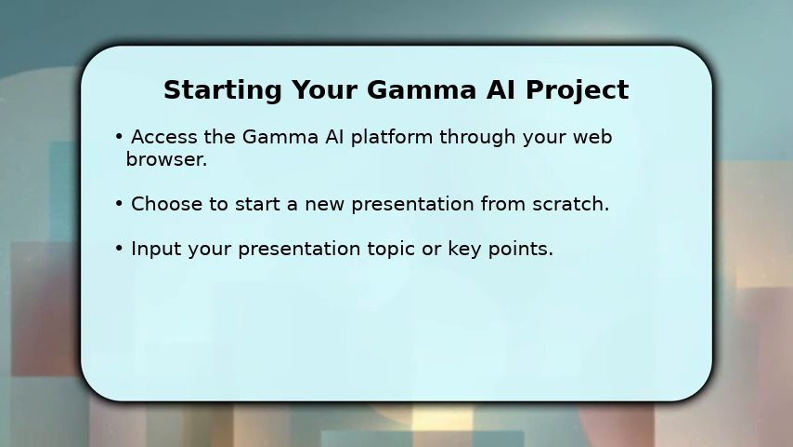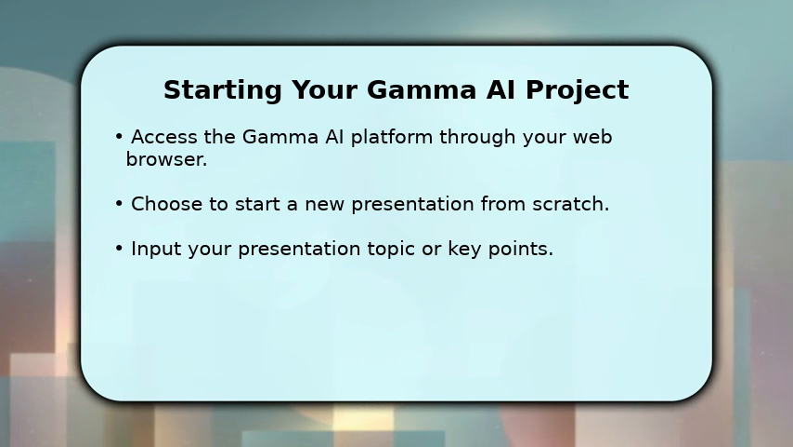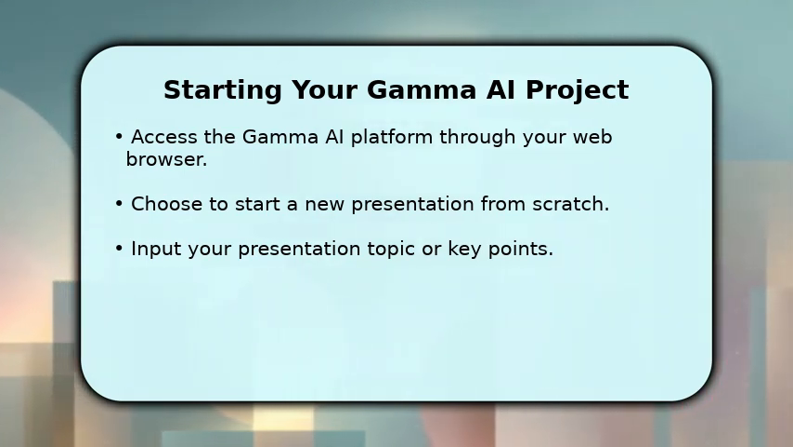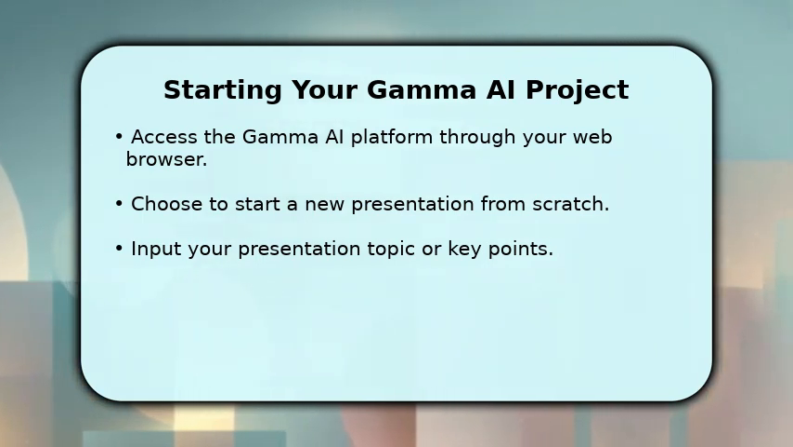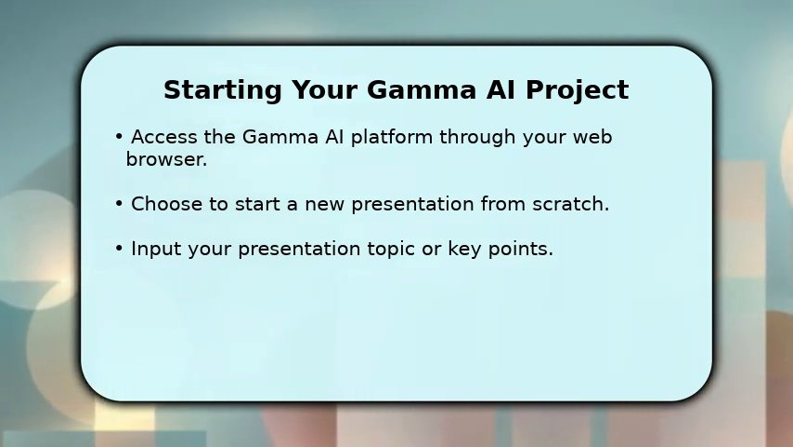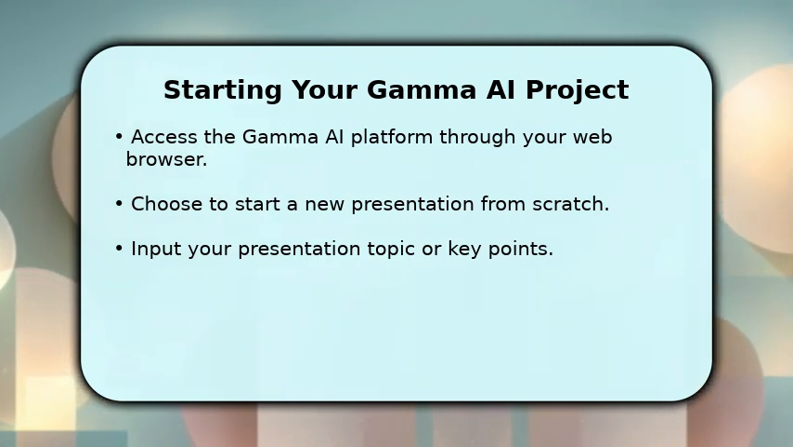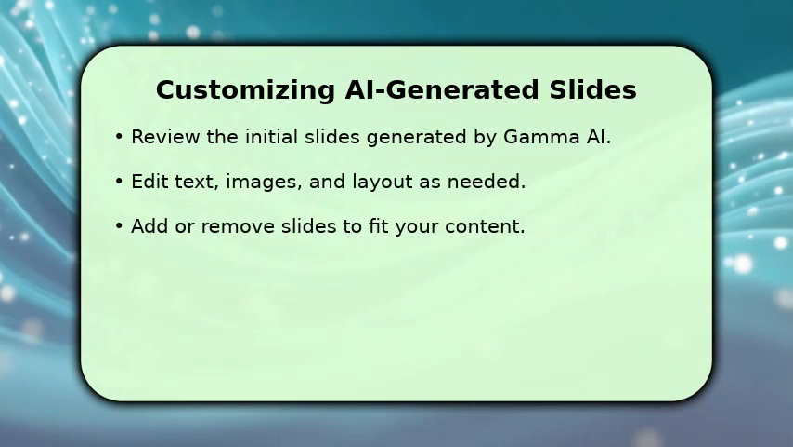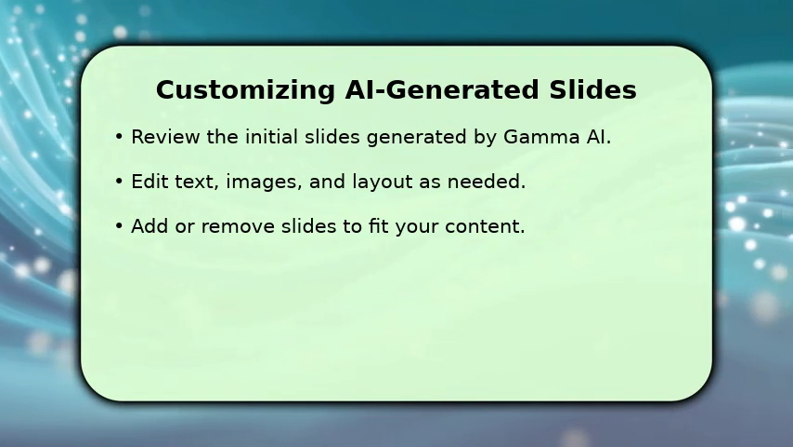To begin, simply navigate to the Gamma AI platform using your preferred web browser. Once there, you will find an option to create a new presentation. This is where your journey starts. You'll then be prompted to enter your presentation's core topic or a few key points you wish to cover. Following this, you can select from a variety of presentation styles or templates to set the initial aesthetic tone for your slides.